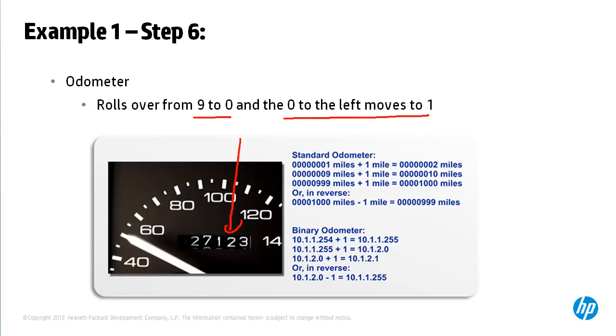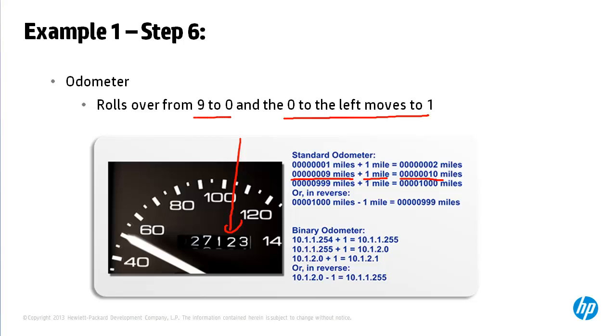So with the standard odometer, let's say there's a value of 7 zeros followed by a 1. So it's a brand new vehicle. It's got 1 mile on it. If you drive another mile, it will roll over to 7 zeros followed by 2. If you drive a little bit further, and it's now 7 zeros followed by a 9, and you drive 1 additional mile, it will roll over to 6 zeros followed by 1 zero.